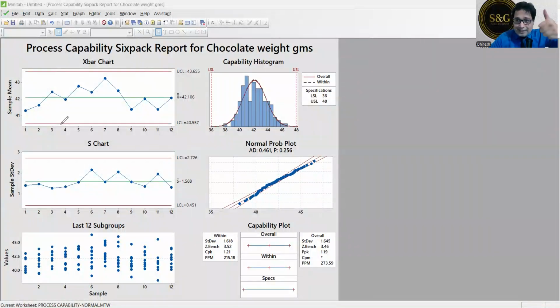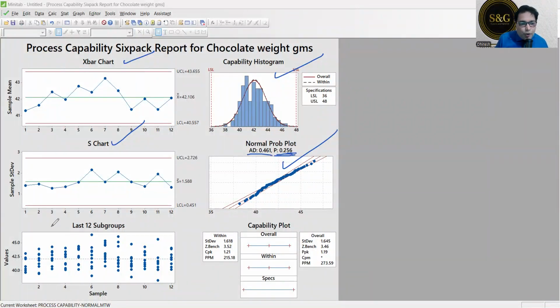First, I have to go to stability. So the same thing, the X bar S chart, we have already done. This is the histogram, which we have done in the process. This is the normal probability plot. Anderson-Darling normality test. See the AD value and the p-value over here.